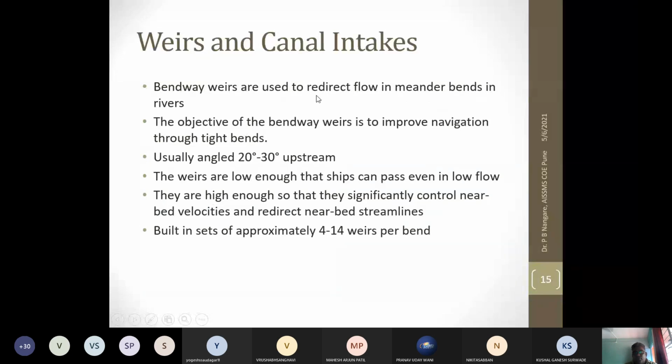Bendway weirs are used to redirect the flow. In meander bends, if a river is facing the problem of bending, at that time you can utilize them, and to improve navigation through tight bends, usually with an angle of 20 to 30 degrees upstream. Weirs are low enough that ships can pass even in low flow. They are high enough that they significantly control near bed velocity and redirect the near bed streamlines.